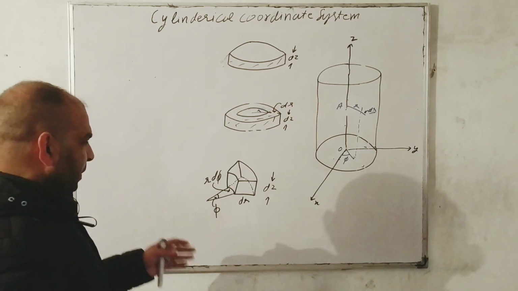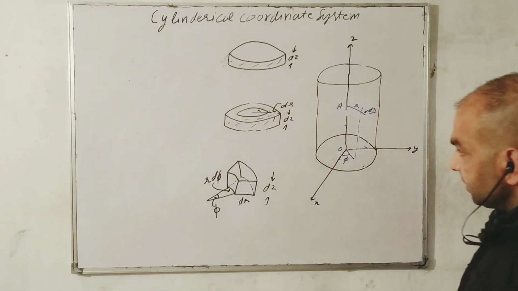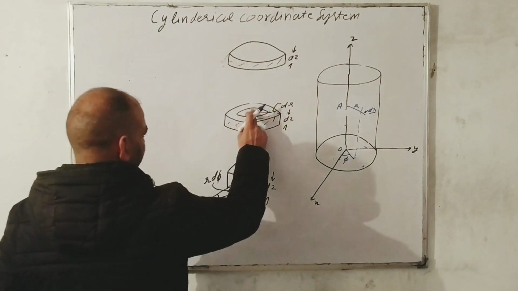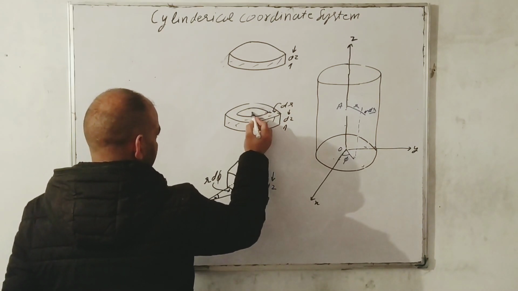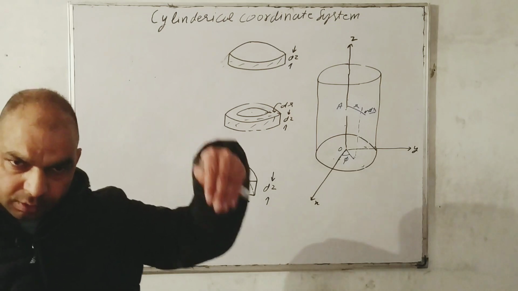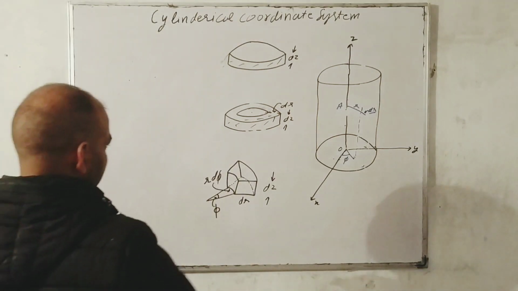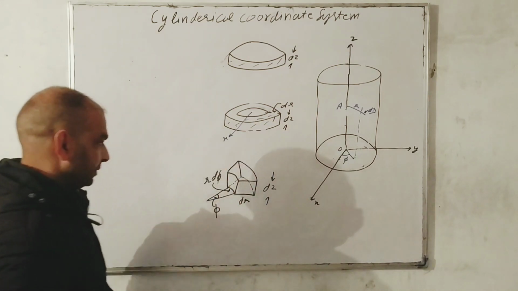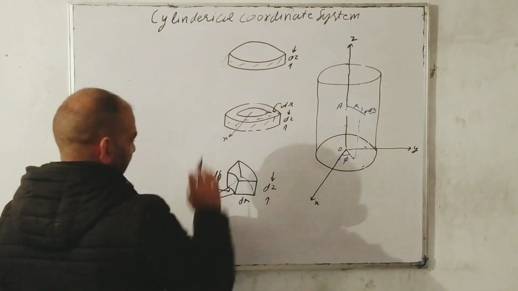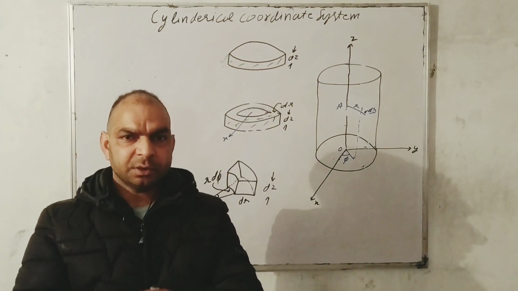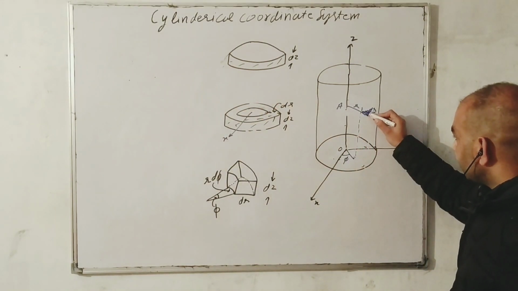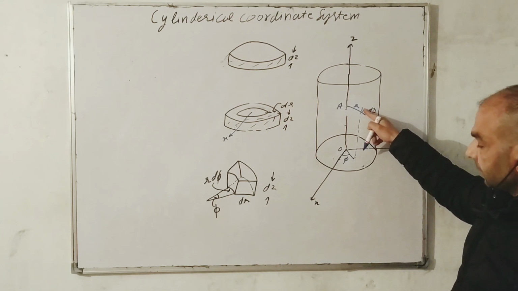Then the next variable is phi. So how will we create a change along the phi direction? This is our point, some point along the axis of the cylinder. At this particular point, the x-axis is directed in this direction. I have drawn it here. So we are making a small change along the direction of phi. This is phi. A small change in phi means we will move this particular point in this direction.